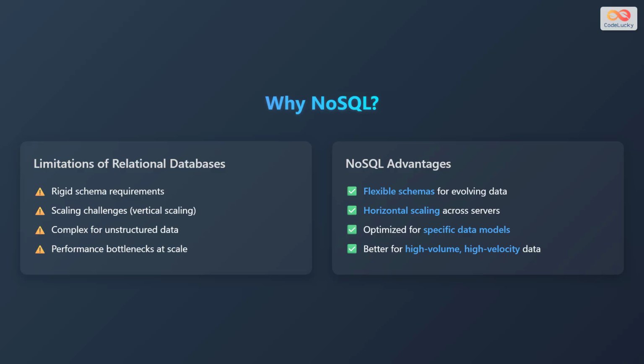NoSQL databases are optimized for specific data models, such as document, key value, column, or graph, leading to improved performance. They are better suited for high-volume and high-velocity data, where speed and scalability are critical.